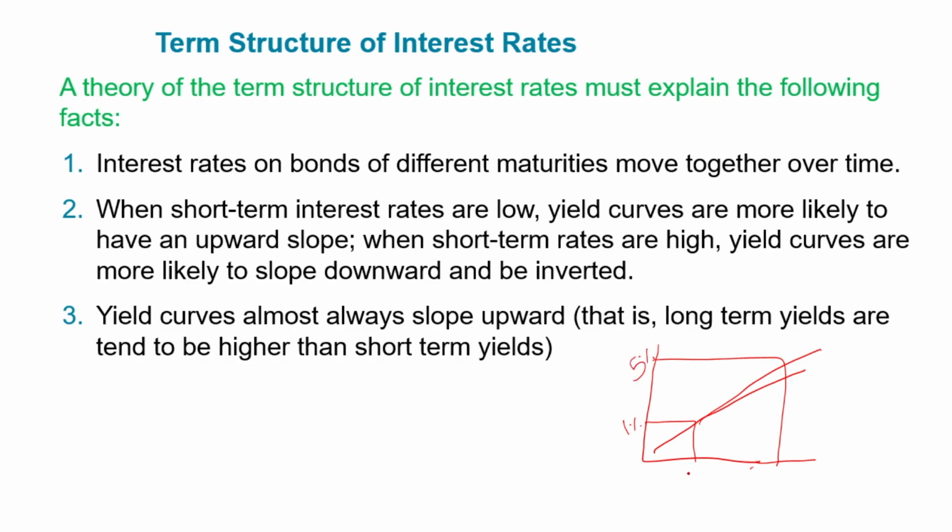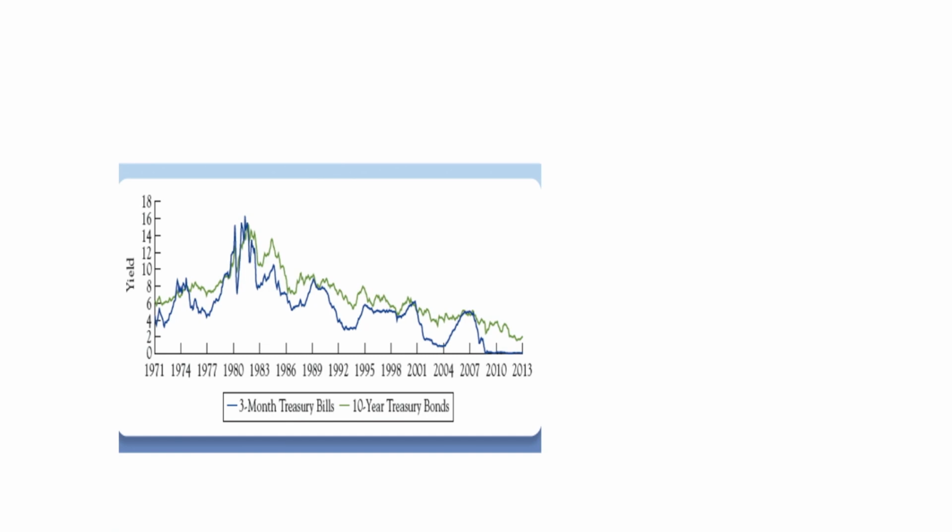So this is the maturity period. This is 3 months, for example, and this one, for example, 10 years. Since we say that yield curves almost always slope upward, what we mean is that the short-term rate of interest is less than the long-term interest rate. So these are the three key facts the typical theory should be able to interpret.